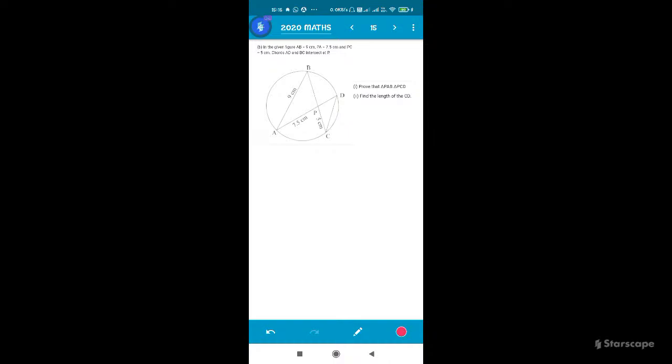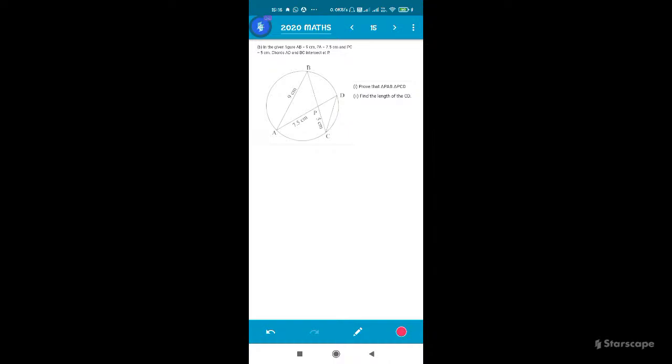You have to prove that the triangle PAB and PCD are similar to one another. The symbol has not been given in the question. It should be similar. They are similar. We have to prove that, and we also have to find the length of CD accordingly. Okay, a very easy one.